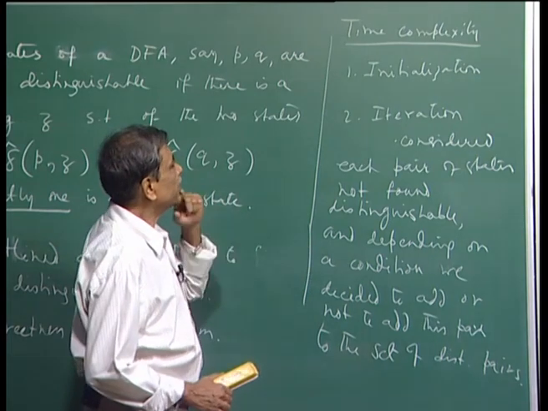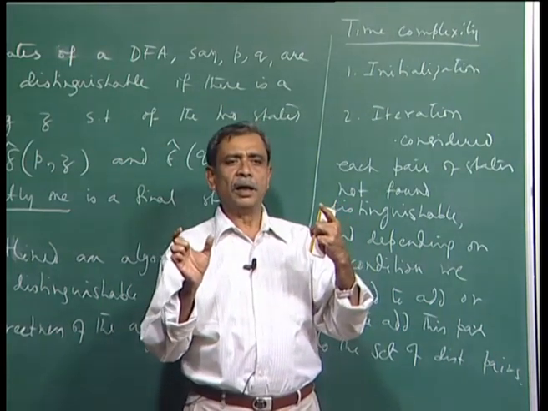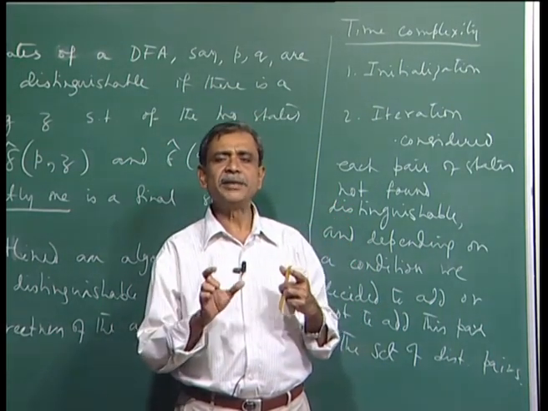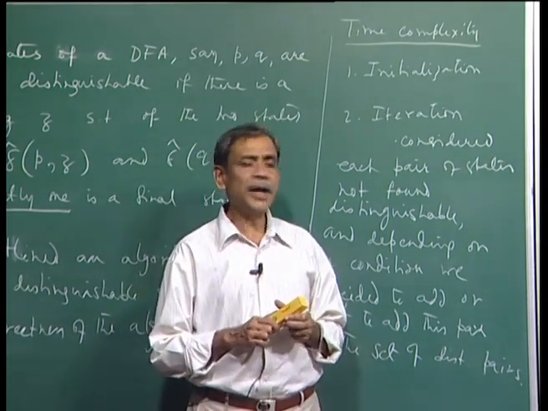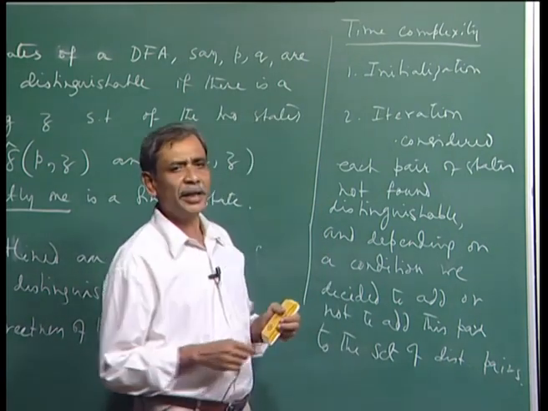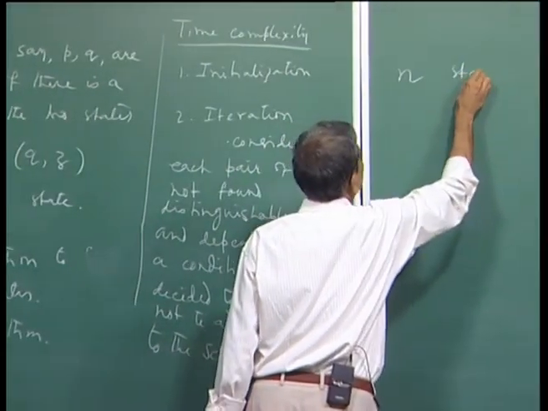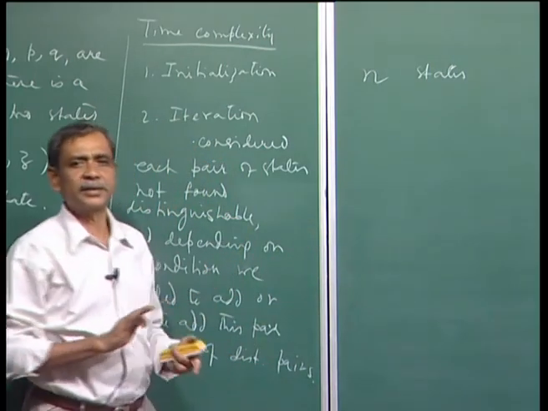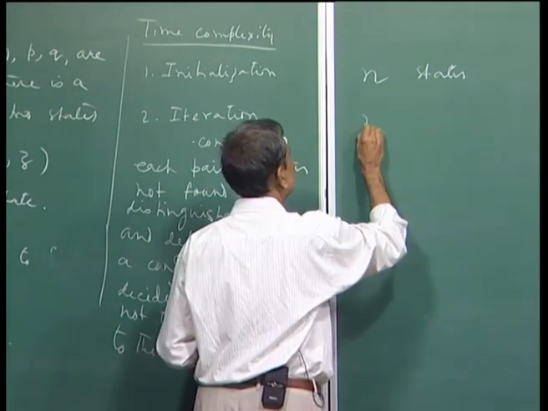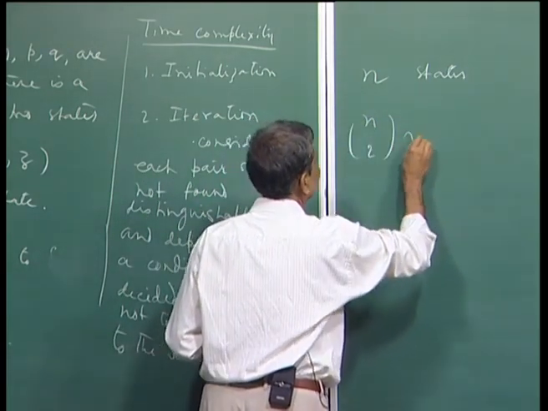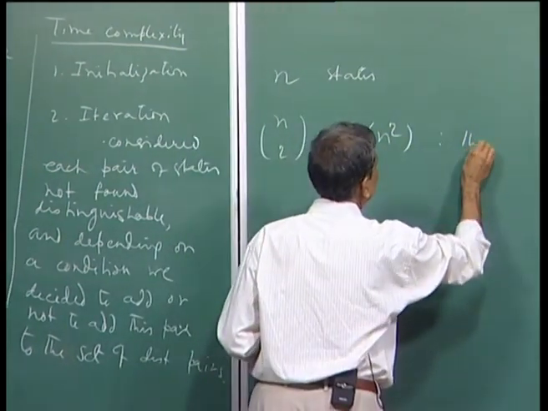Without going into the details, we can see this. The initial phase, what did we do? We took every pair in which one state is a final state and the other state is a non-final state, and how many such pairs can be there? If there are total n states, the total number of unordered pairs that are possible of these n states is of course n choose 2, which is order n square.